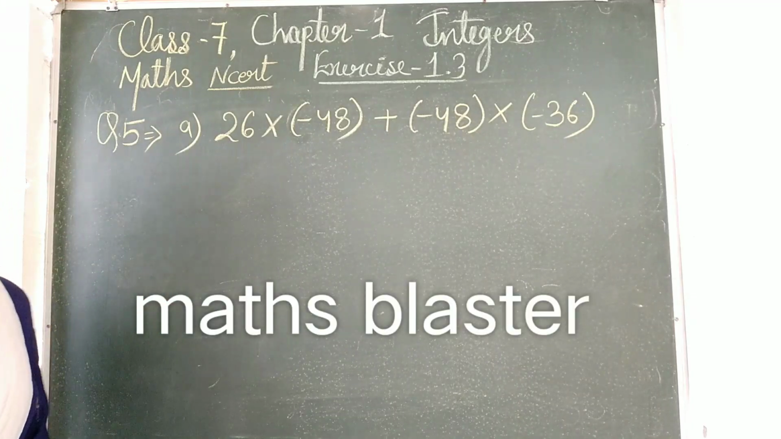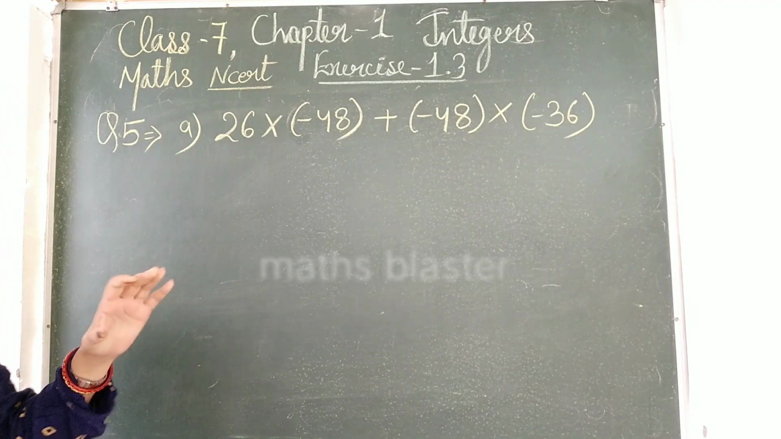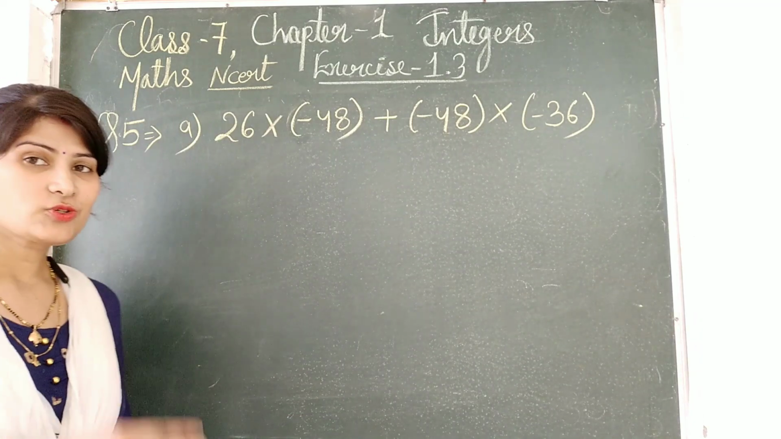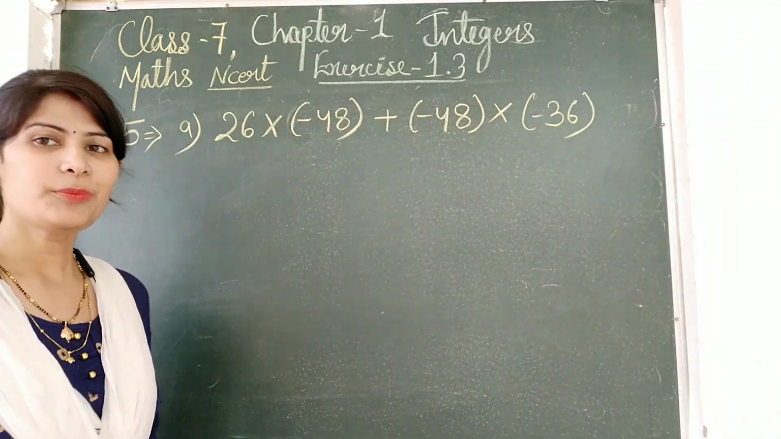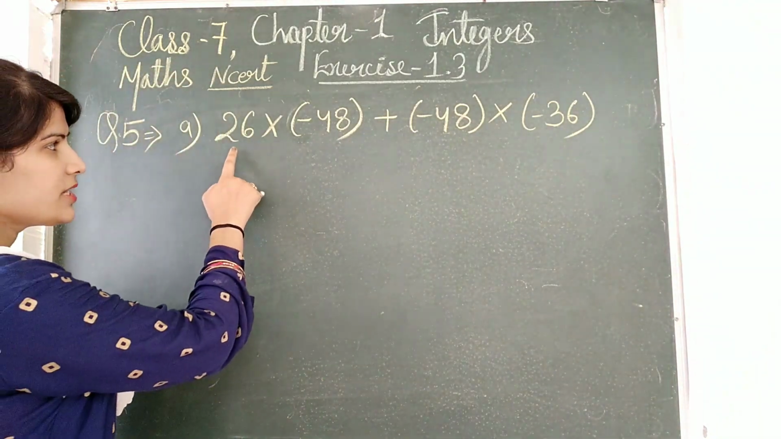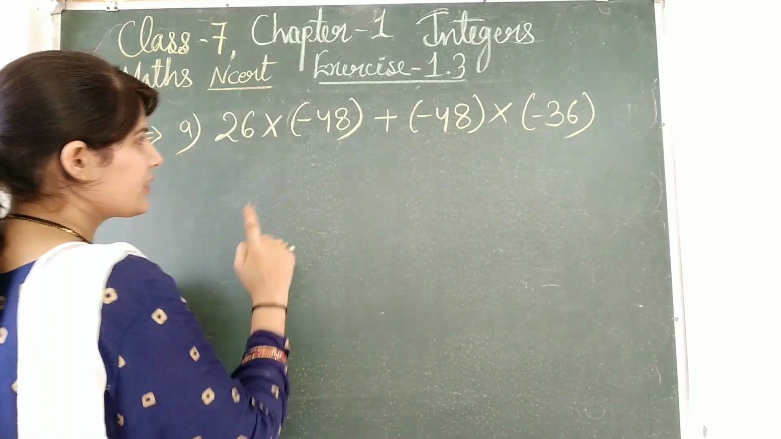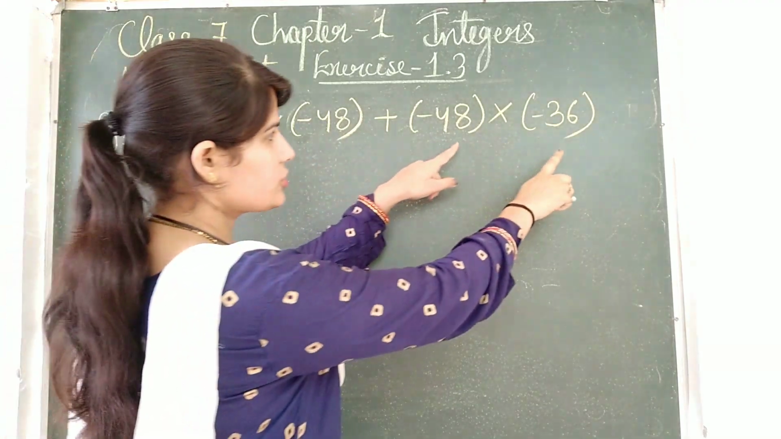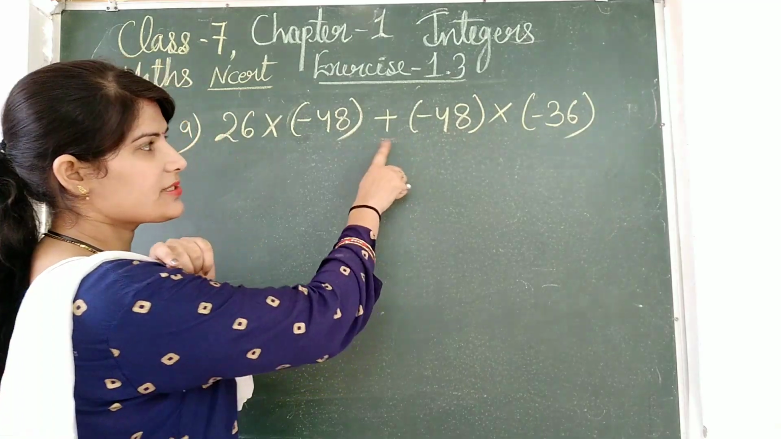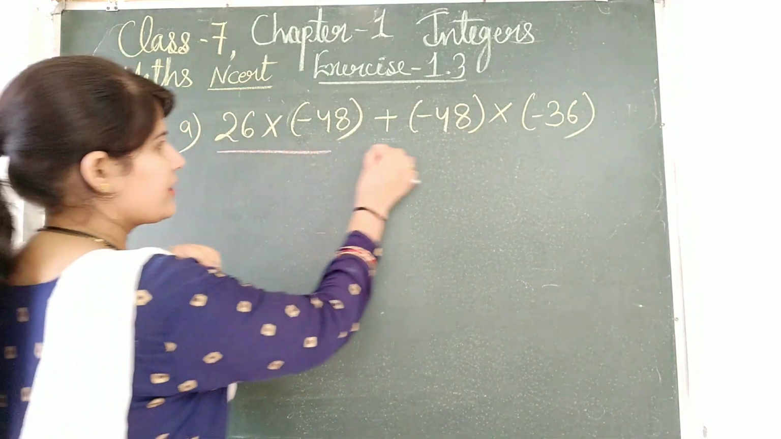Question number 5, part A. Find the product using suitable properties. By using suitable properties, we have to find the product. So how can we find the product? Just simple. What is common here? This is multiplication, this is also multiplication, and plus is the separation sign.